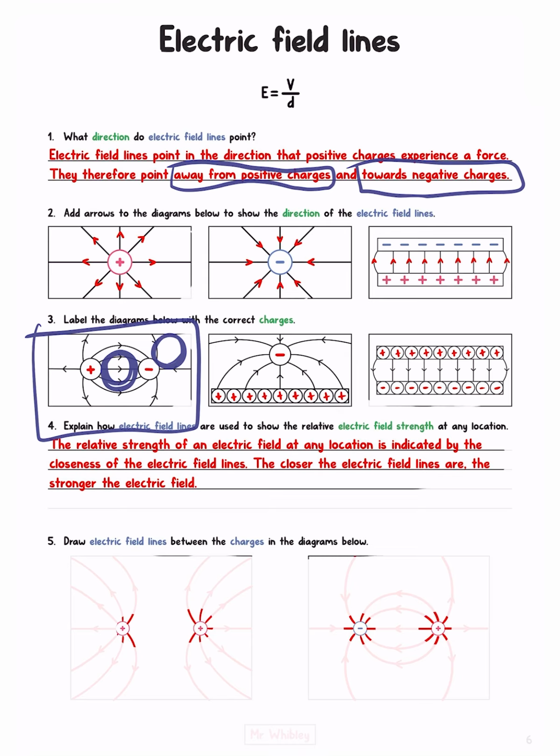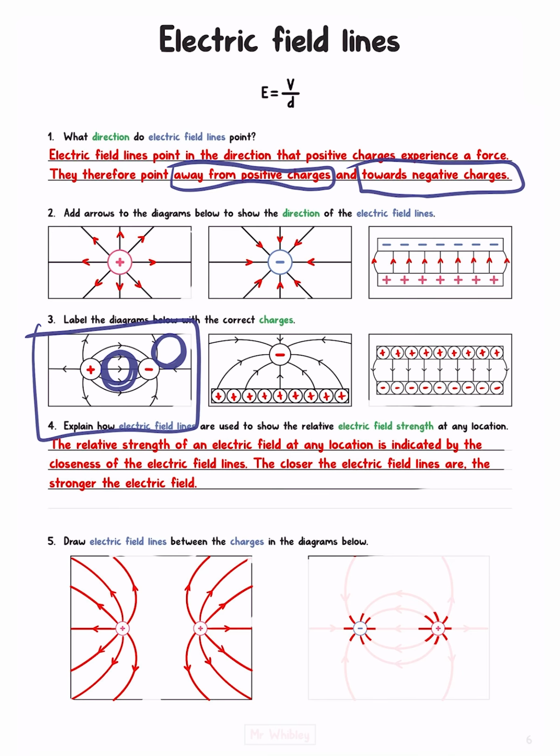Question 5. Draw the electric field lines between the charges in the diagrams below. In our first diagram, we have 2 positive charges. Because our positive charges repel, our field lines are going to appear to repel as well, and furthermore the direction of the field lines, because these are positive charges, are going to be away from the positive charge.